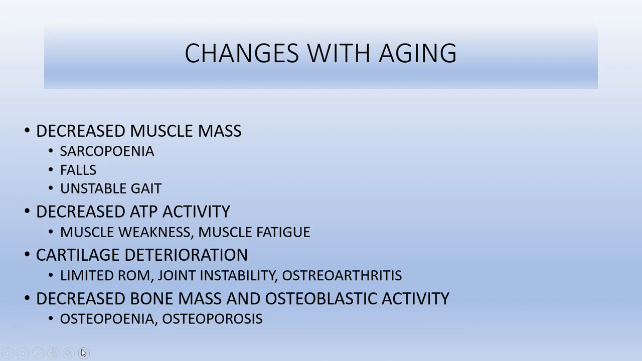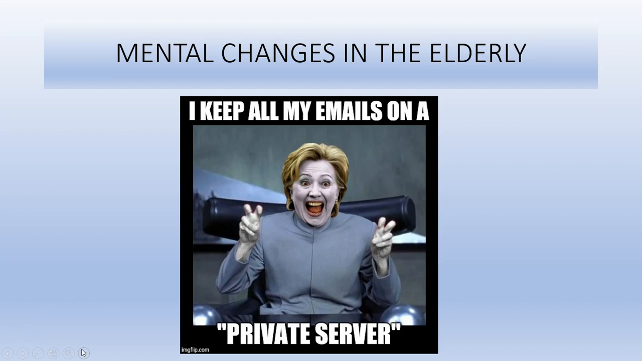As we get older, we have sarcopenia. That is to say, we lose muscle mass. We begin to develop an unstable gait, and falls increase in frequency as we get older. We have decreased ATP activity, again resulting in muscle fatigue and muscle weakness, contributing to falls and abnormality in gait. We have arthritic changes with cartilage deterioration, decreasing range of motion of lower extremity and upper extremity joints, increasing joint instability and osteoarthritis. And of course, we have osteopenia and osteoporosis.